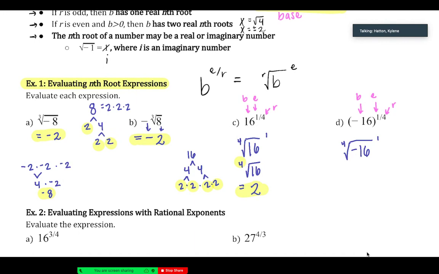That 1 doesn't really make a difference, so we really just need to figure out what the fourth root of negative 16 would be. And think about this. The fourth root of negative 16 is asking what number times itself 4 times equals negative 16. We just figured out that the fourth root of 16 was 2. So think about whether it makes sense for the fourth root of negative 16 to be negative 2. Think about what happens if I take negative 2 and multiply it by itself 4 times. Do I end up with negative 16?